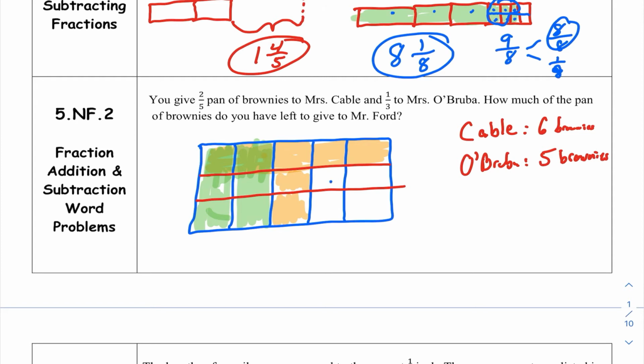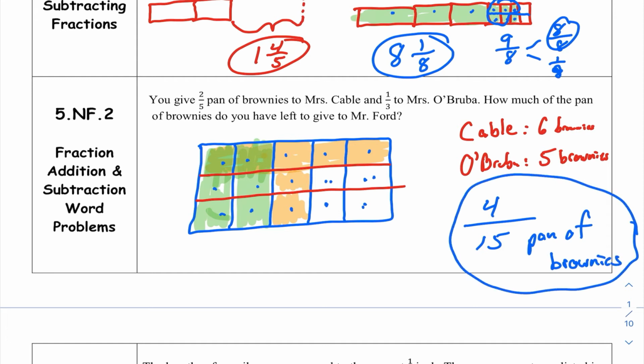There are 1, 2, 3, 4 out of 1, 2, 3, 4, 5, 6, 7, 8, 9, 10, 11, 12, 13, 14, 15 brownies. So 4/15 pan of brownies.